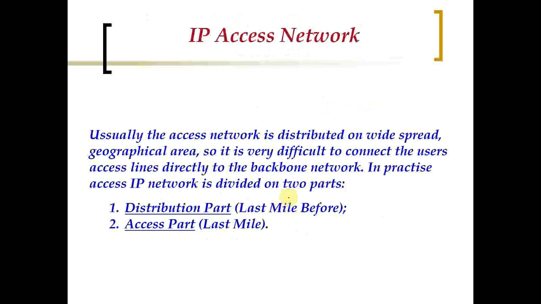So what is an IP access network? Usually the access network is distributed over a widespread geographical area, so it's very difficult to connect the users and the access lines directly to the backbone network. So what do you do in practice? In practice, the IP access network is divided into two parts, sublayers, let's say. It's a distribution part, which is the last mile before, and the access part, which is the last mile.